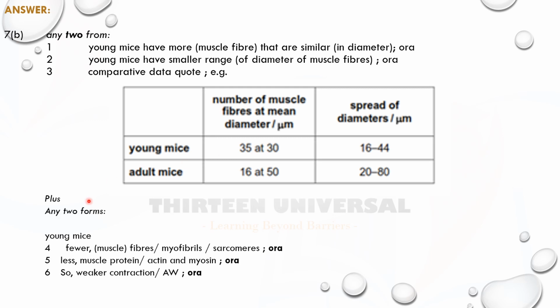So look at how it affects the sliding filament model. Young mice have shorter diameter, so they will have fewer myofibrils and sarcomeres, because fiber diameter determines the amount of myofibrils and sarcomeres. So less muscle protein, and there's a weak contraction for the young mouse. Okay, so let's go to the next question.